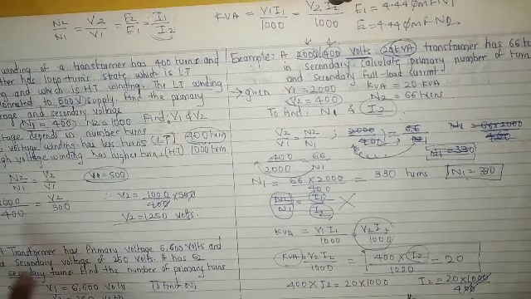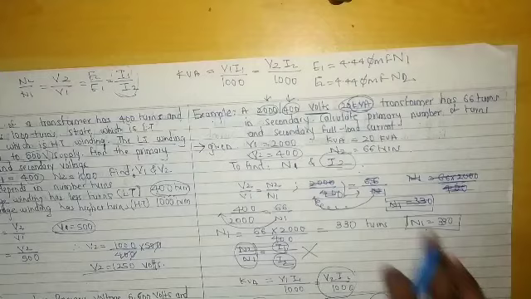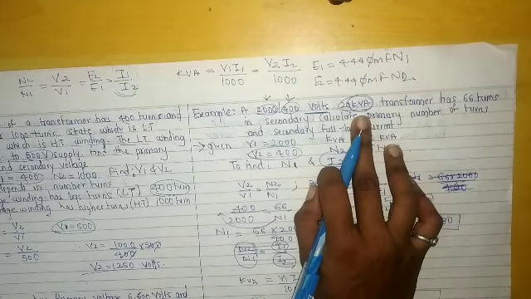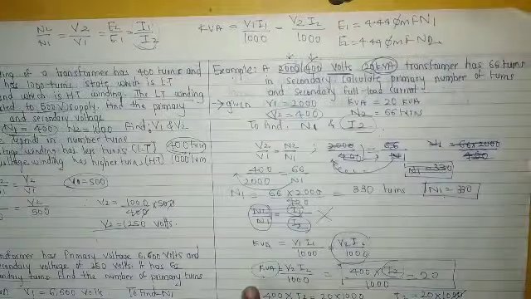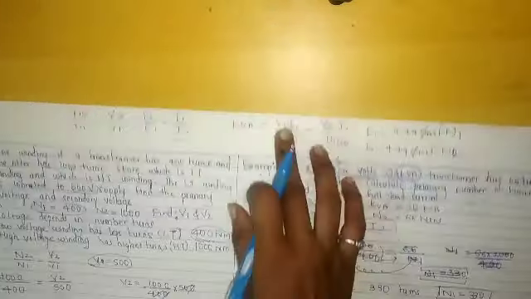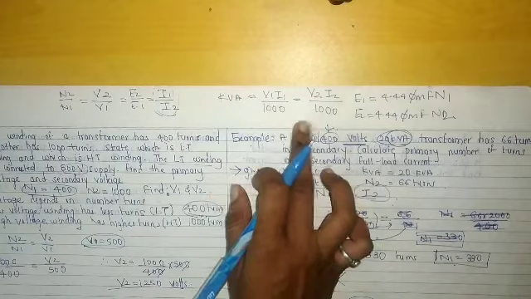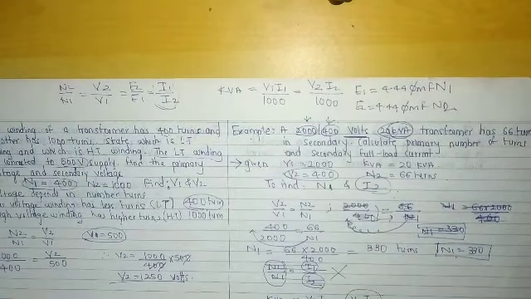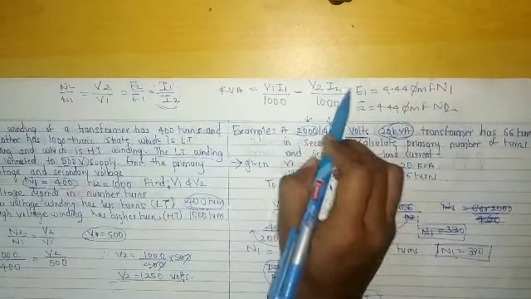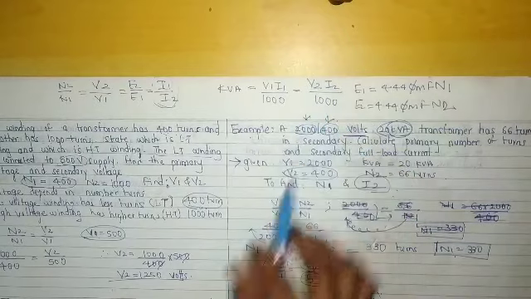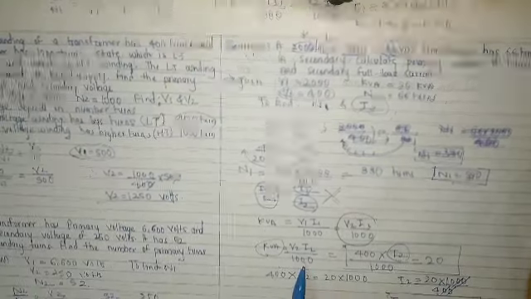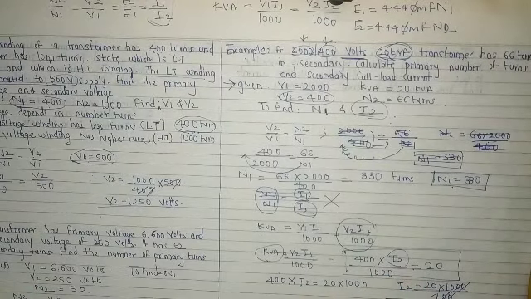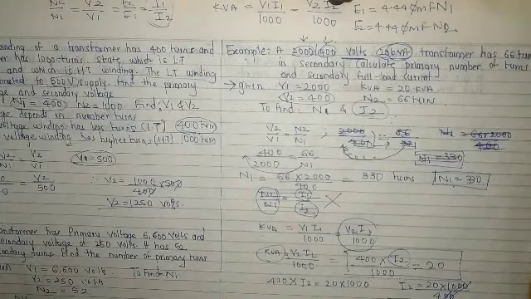That is I2. So they have given us kVA. So from this kVA, what we did? We have formula kVA is equal to V1 I1 divided by 1000 is equal to V2 I2 divided by 1000. But here we have to calculate for I2. So we will just take this part. So kVA is equal to V2 I2 divided by 1000. And after substituting these values, we will get this answer. Right. Now we will go to the second.